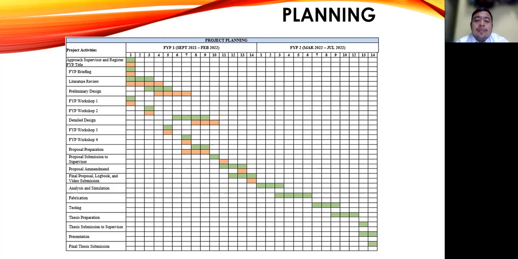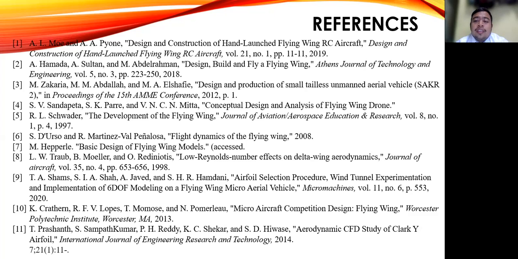This is the overall Gantt chart for the final year project 1. All the given tasks have been done within the time. Next, these are the references for the study.